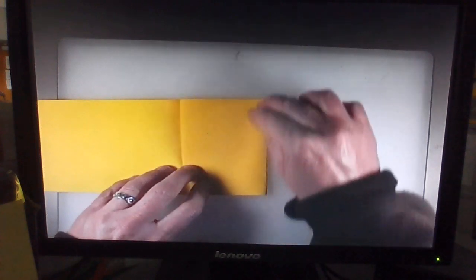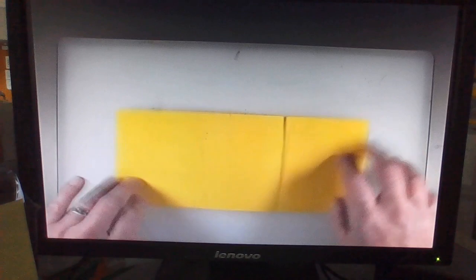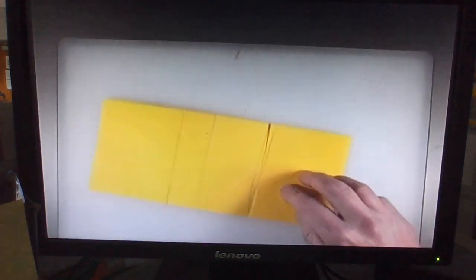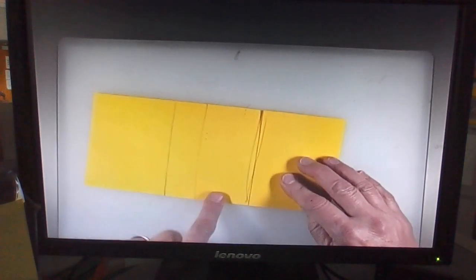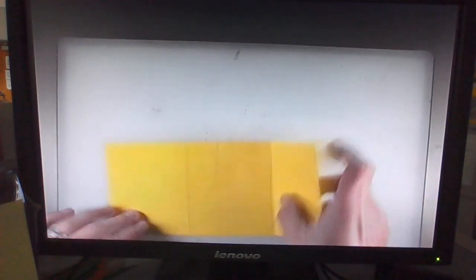Then fold over the right-hand edge till it meets the crease. And then fold that over. Then draw a line along that edge. And then draw another line for that section, so you've got about 1/3 and 2/3 there. Draw a line along that edge. Okay.